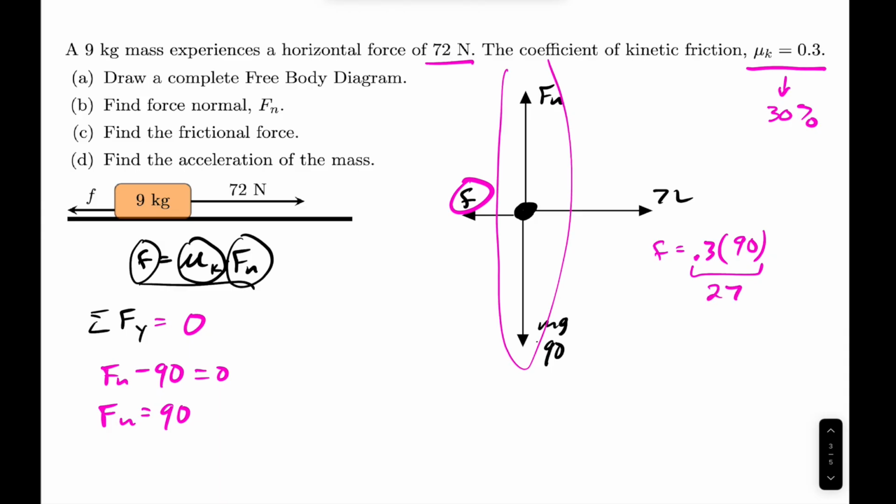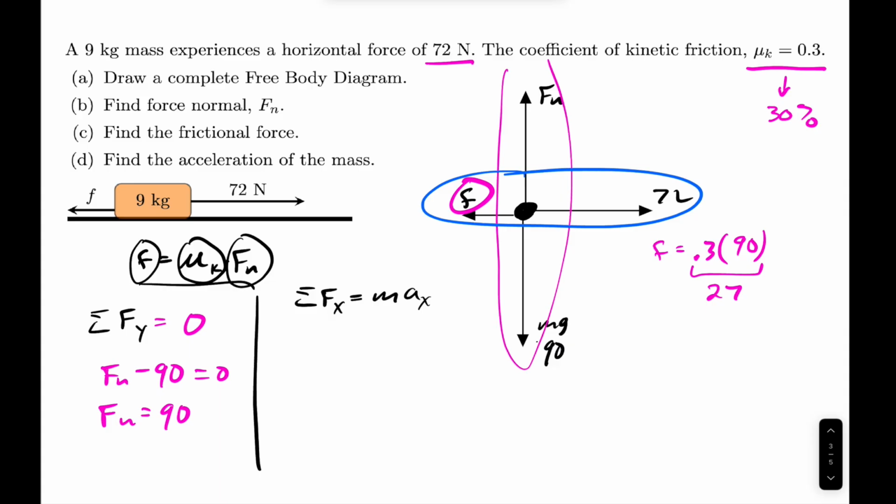So what I have now is, let's switch over, do it right here in this little space. The summation of all the forces in the x direction is equal to the mass times the acceleration in the x direction. So now we're looking in this direction, right? So in the x direction, I've got 72, that's pulling to the right, minus 27, that's because it's opposing that force, it's opposing the motion, it's not helping it, is equal to mass, which is 9, times a sub x, which is what I don't know and I'm looking for.